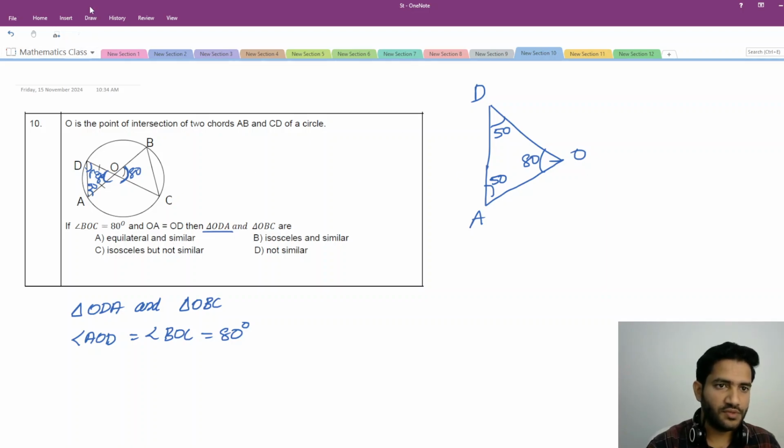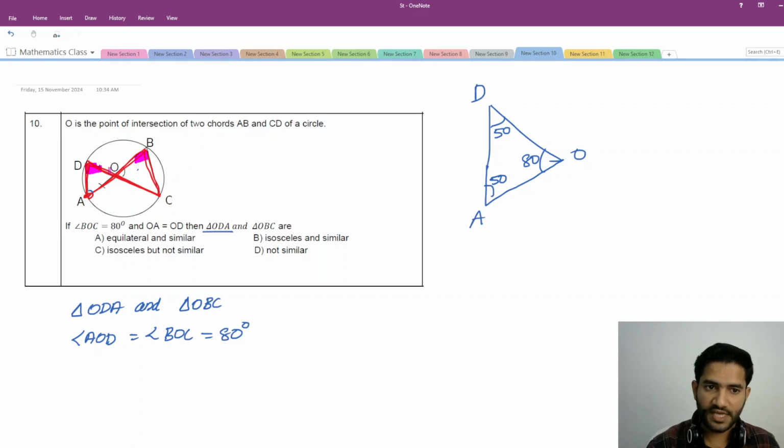Now we know that angles in the same segment are equal. Here ADC, starting from A and D ending at C. The same angle, look at here, ABC, also starting from A ending at C. So that means these two angles are equal.